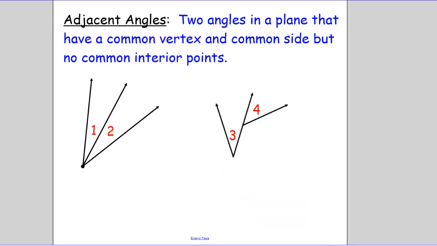Adjacent angles, this is going to be very, very important to us. Two angles in a plane that have a common vertex. So here I have a common vertex and a common side but no common interior points. Angle 1's interior points are in there. Angle 2's interior points are in there. Now 3 and 4. Think for a minute why those would be not considered adjacent angles. Think about the first part. They have a common vertex. That's the vertex for 3. That's the vertex for 4. They do not share a common vertex.